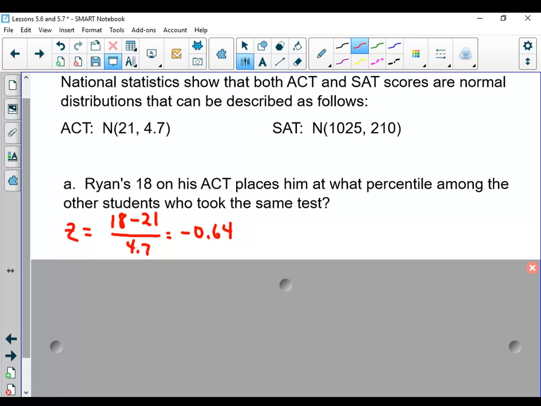Well, that first example we did had a positive z-score. So that's why we used this side. But on the back side are all the negatives. So I'm looking for negative 0.64, which means the first decimal I'm looking for is negative 0.6. So I'm going to go down here to where negative 0.6 is. Then I'm going to go across to where the 0.4 is. And when I do that, I get this 0.2611. Or in other words, he's at the 26.11 percentile.